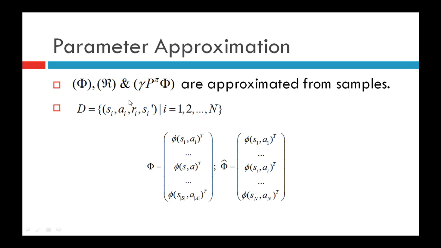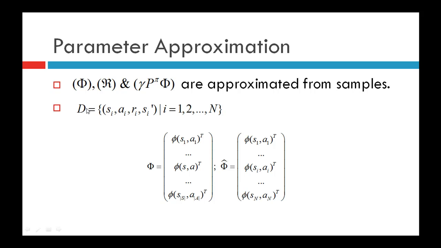So this is not gamma times P pi phi, this is just P pi phi. We will approximate the matrix phi, the reward vector R, and P pi times phi, but not gamma times P pi times phi. So we want to approximate the matrix phi, the reward vector R, and P pi times phi, and we'll approximate them using the samples.